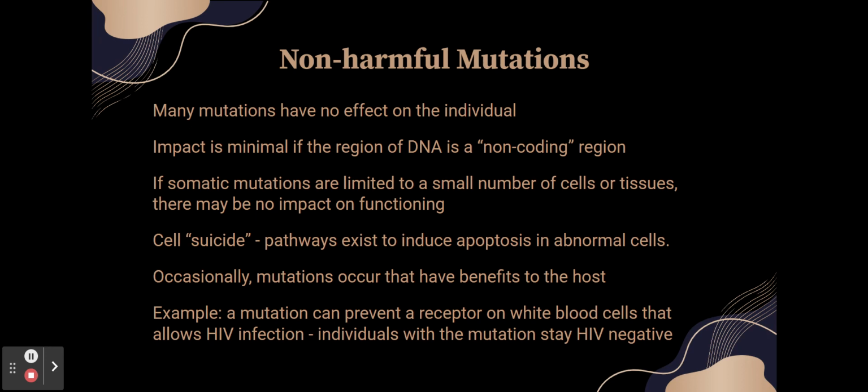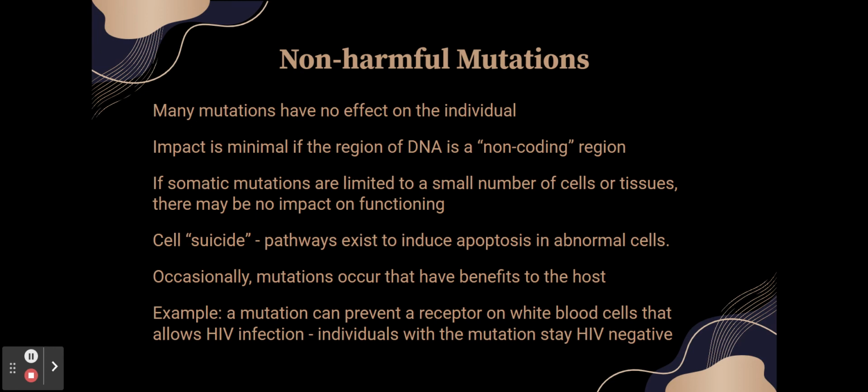Those cells will be programmed to commit suicide. There's all these pathways that will induce apoptosis. You might see that again. We didn't test on it for the first exam, but you might see it in the second. So apoptosis is that cell death. It kind of commits suicide to save everybody else. Very noble act, if those cells are abnormal enough.